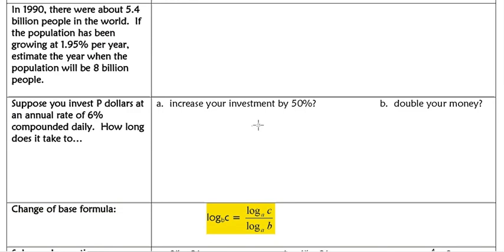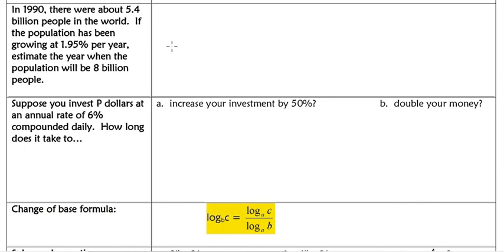All right. This is 5.7, change of base. So in 1990, there were about 5.4 billion people in the world. If the population had been growing at 1.95% per year, estimate the year when the population will be 8 billion people.